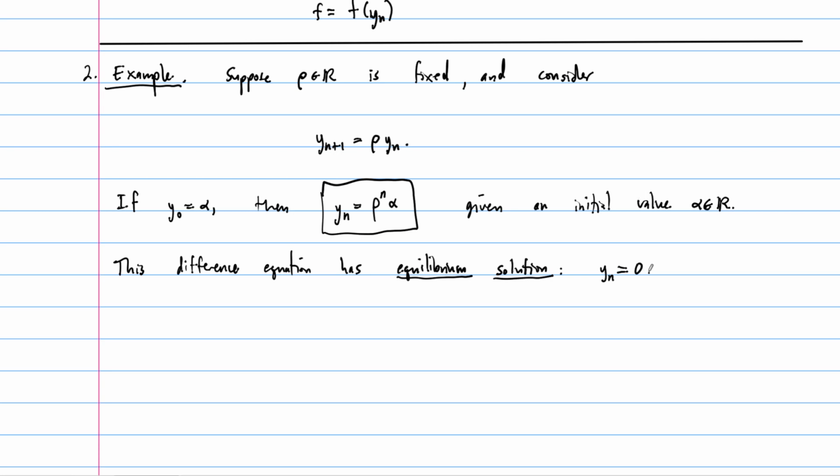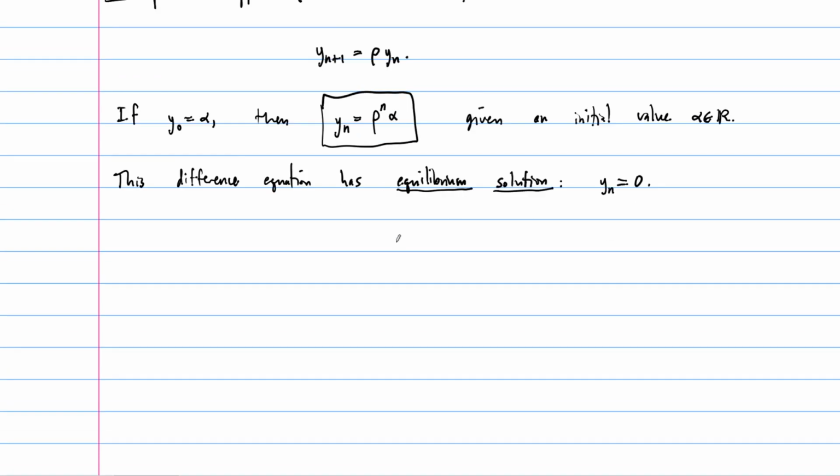Because if you think about it, if you're multiplying by rho, then that's going to change the population if rho is non-zero. So if rho is not 0, then that's going to change the value of your population for all values of the population except for 0, right? So multiplying 0 by rho is still going to give you 0, no matter how many times you multiply by rho. So that's why that's the equilibrium solution.